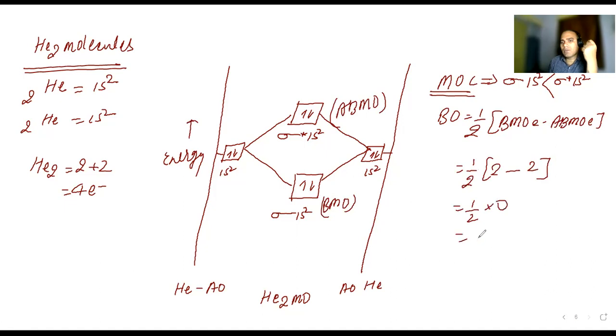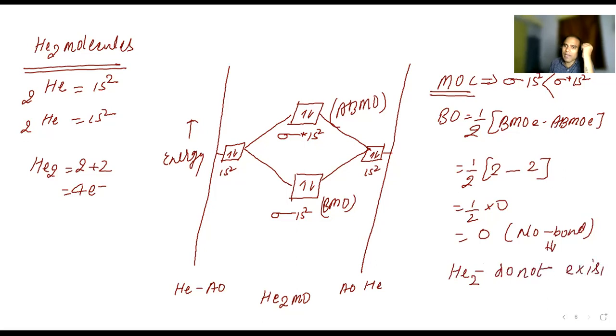So the bond order is going to be 0. A bond order of 0 means no bond, and no bond means He2 does not exist. He2 does not exist because there is no bond. Noble gases do not form such molecules; helium is a noble gas, so He2 does not exist.